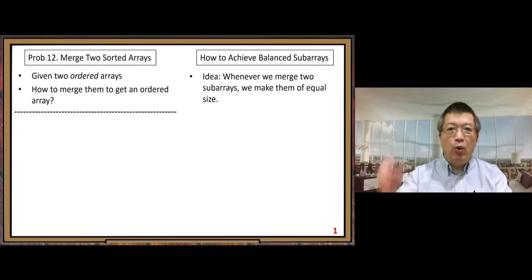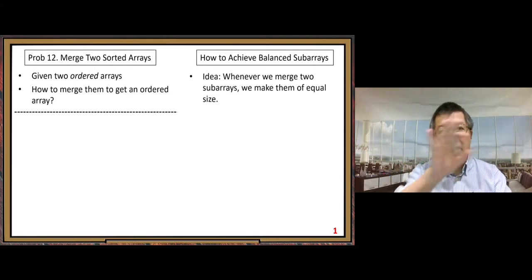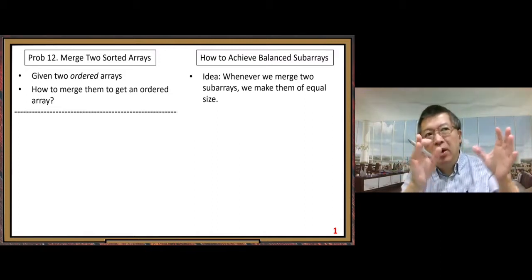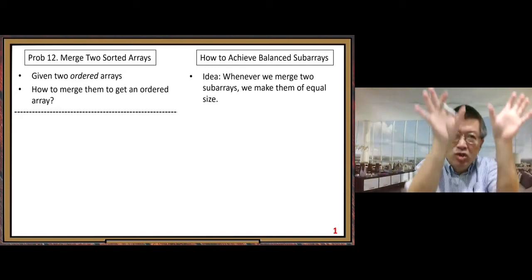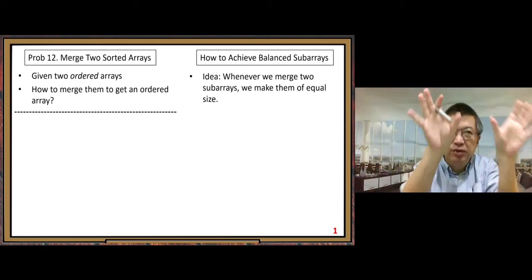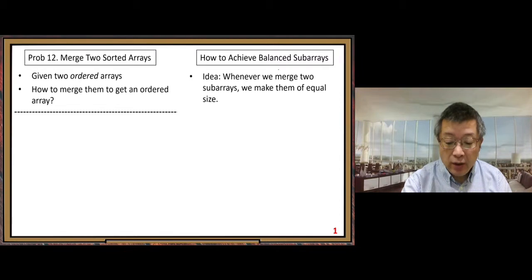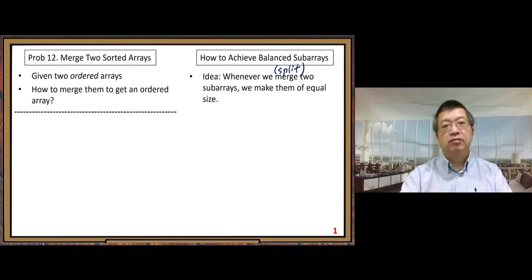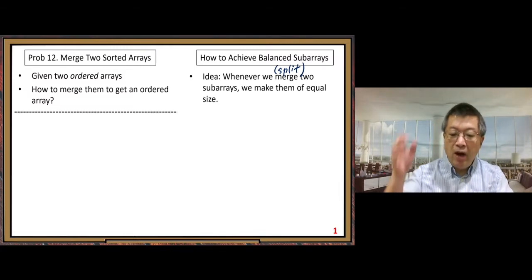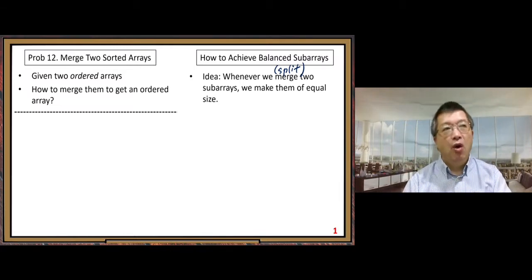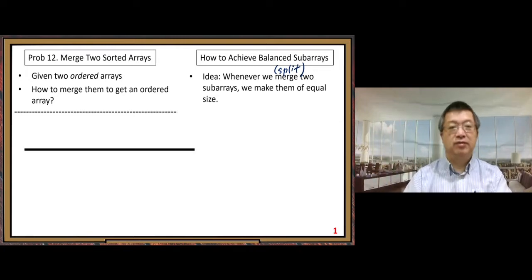The basic idea, whenever we split one big array into two smaller subarrays, because after we do the split, eventually we need to merge, right? But at the beginning, we consider the split step. Split the original array into two subarrays. We make them of equal size, or as equal as possible, as even as possible.